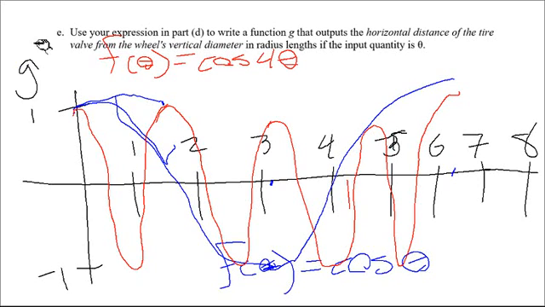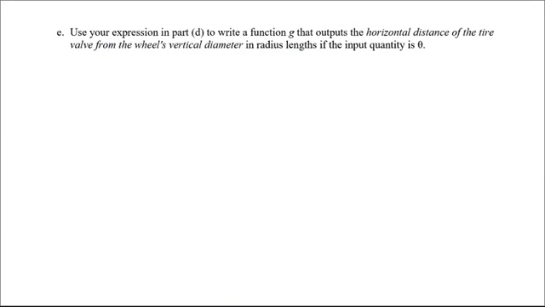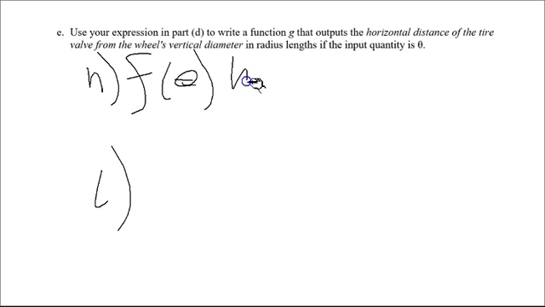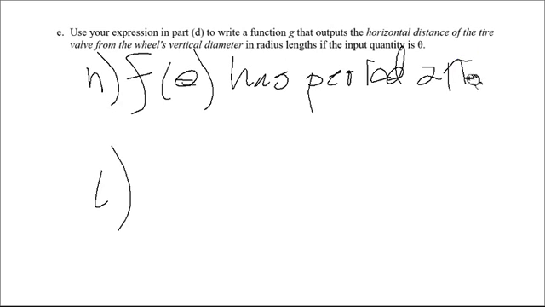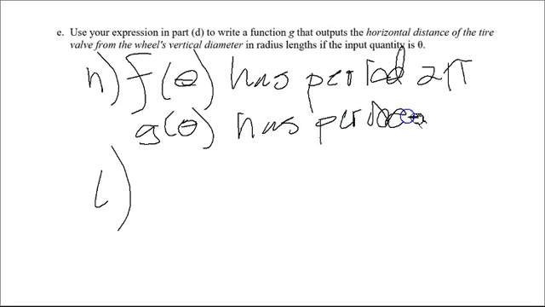Again, this was part G of this question, so I figured I might as well throw it in here. There's a part H of this question and a part I. Part H says, what is the period of f and the period of g? Well, f has period 2 pi, and the period of g is going to be a fourth of that. 2 pi divided by 4 would be pi over 2 for 1 revolution.